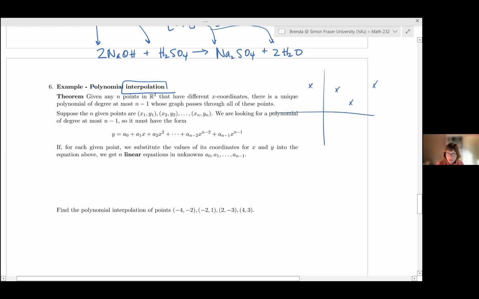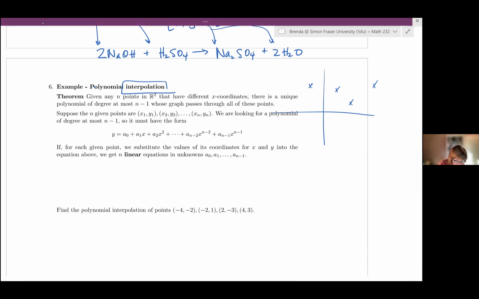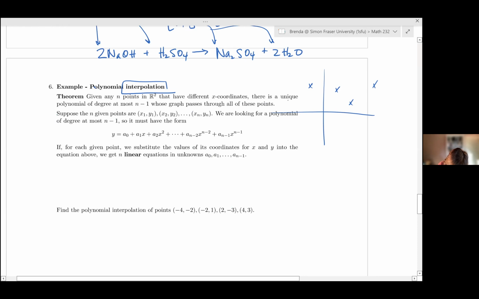Okay, and we want to find a polynomial that goes through all of the points. It's not close or anything like that. It's actually going through. So we've got some number of points, and we're saying, please find us a polynomial that's going to go through our first point, go through our second point, go through our third point, and go through our fourth point.